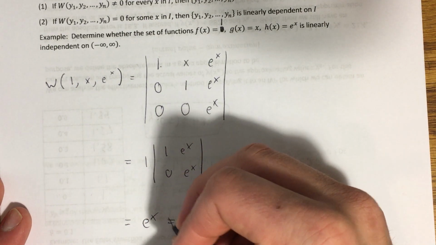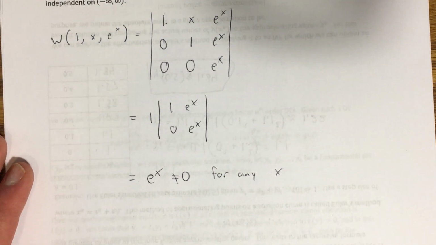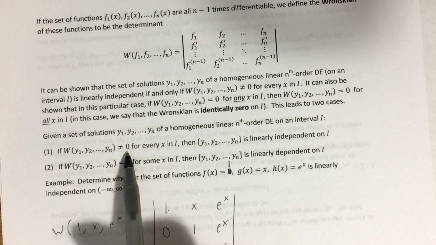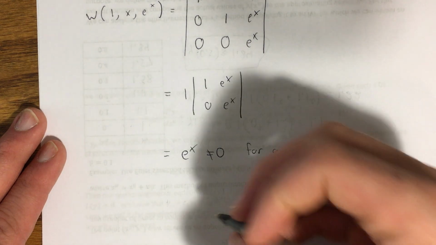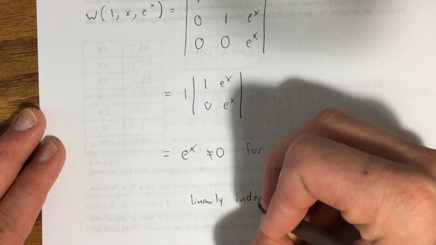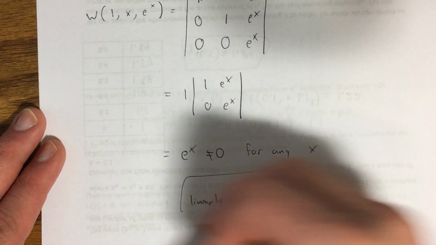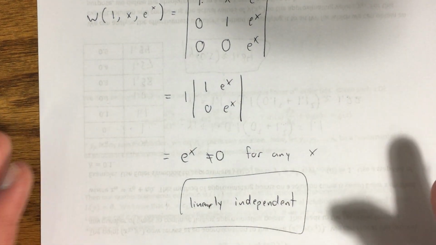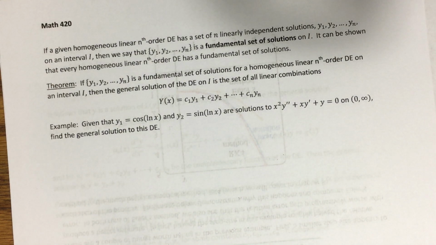e to the x is not equal to 0 for any x. We know that about the exponential function. And so that means we're looking at case 1 up here. Our Wronskian is non-zero for every x in the interval we're looking at, the interval of all real numbers. That means that these functions are linearly independent. Which is great, because when we're looking at solutions for these kinds of DEs, we want linear independence. That's the desirable outcome, okay? All right.